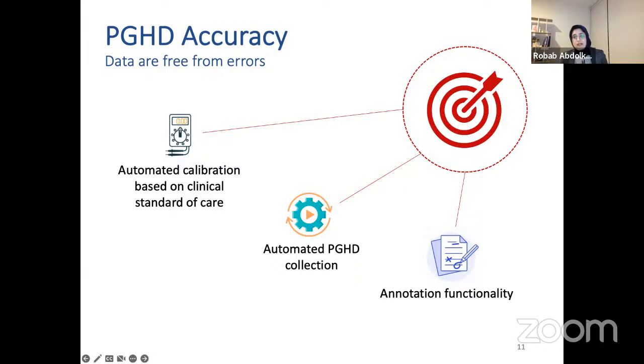The third item is annotation of either manual or automatic entries, which is absent in most wearable platforms, and would help to correct some inaccurate data immediately after collection.